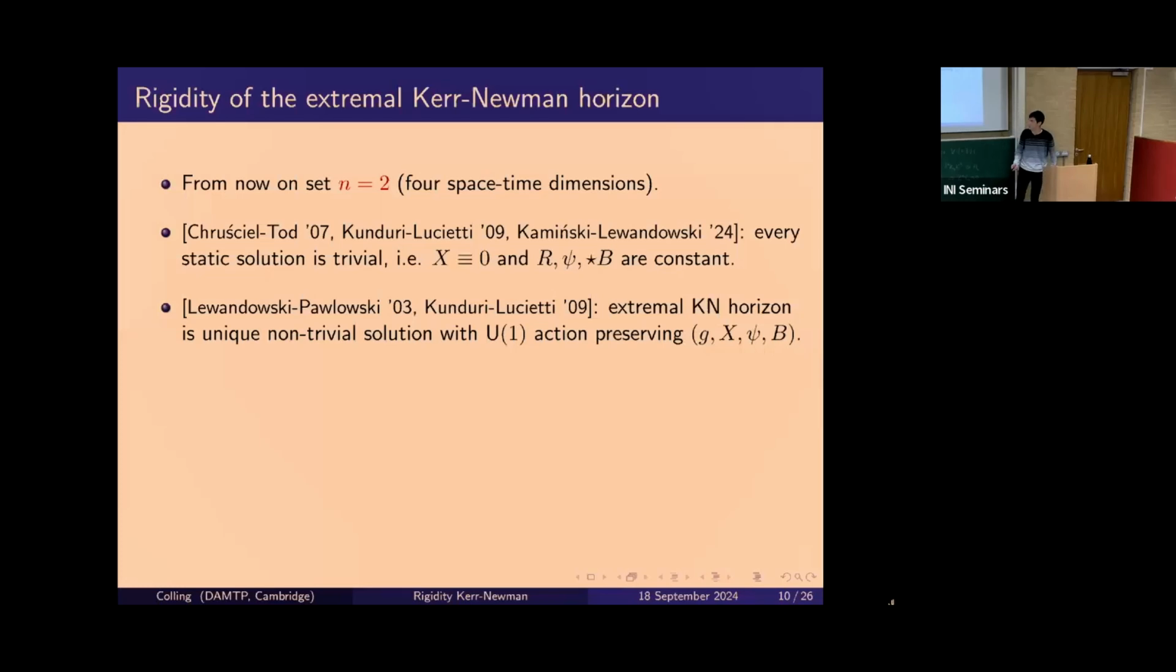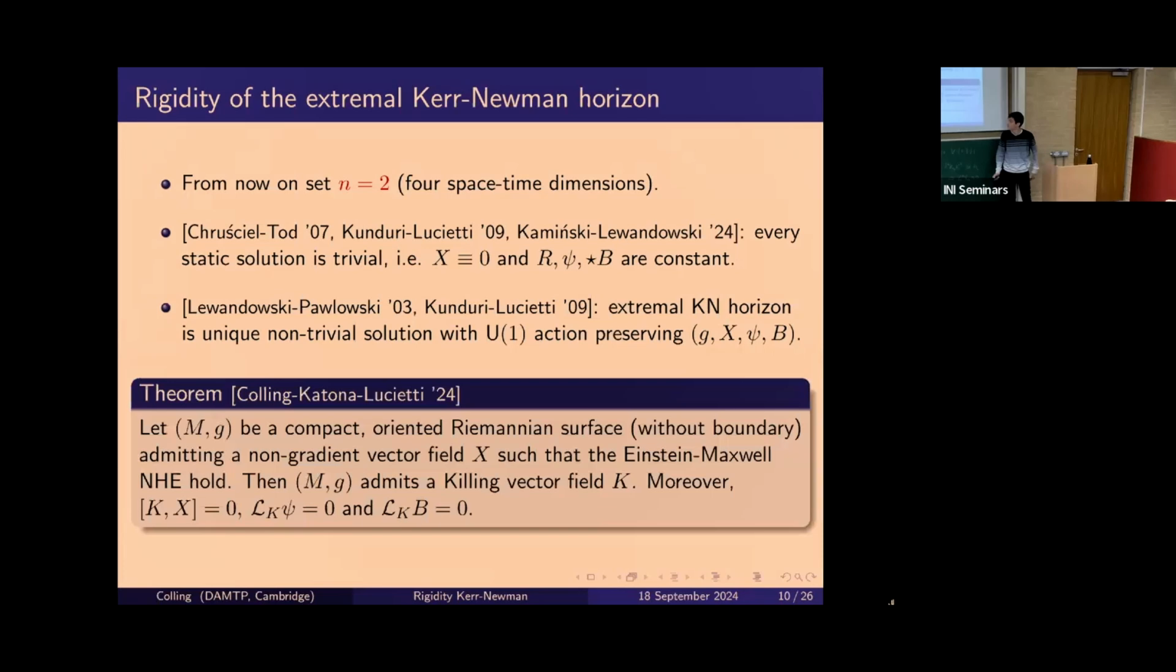And this is the main result in this work with James and David Katona, which is, just like in vacuum, if we have a solution on a compact manifold with a non-gradient vector field. Notice that in the gradient case, X is closed, so this is already covered by the earlier result. So it suffices to deal with the non-gradient case. And in this case, there will be a Killing vector, and moreover, this Killing vector will preserve all the data: it will preserve X, psi, and B.